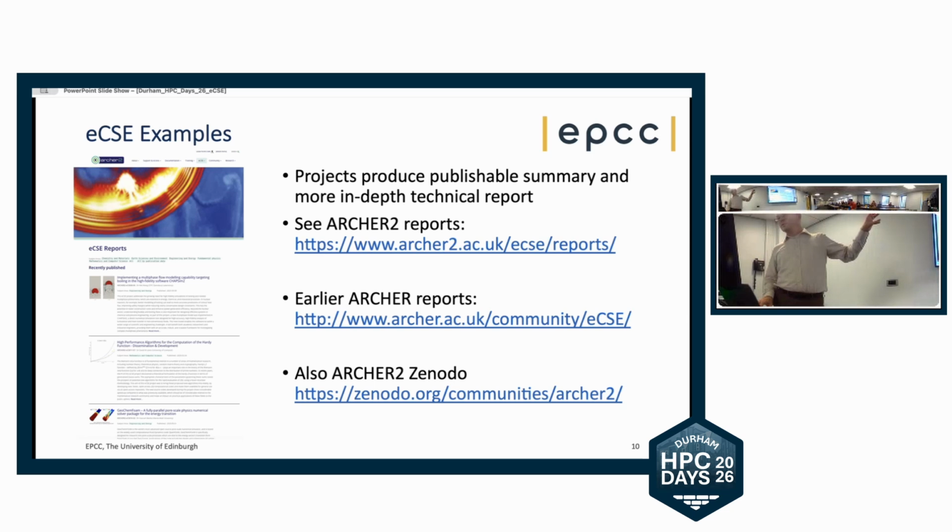I should also add that if you go to the Archer 2 reports front page, you can't really see it in the small text here, but each of them has a little publishable summary. So it's a more user-friendly summary of what the project is about. And then you can click through to the final report, which is much more technical and explains exactly what they've been doing with the coding and the algorithms and so on.